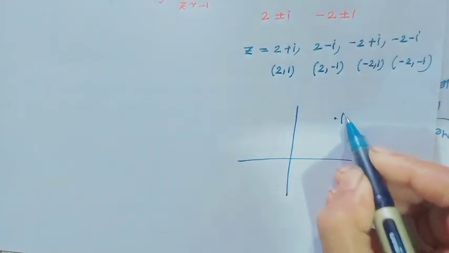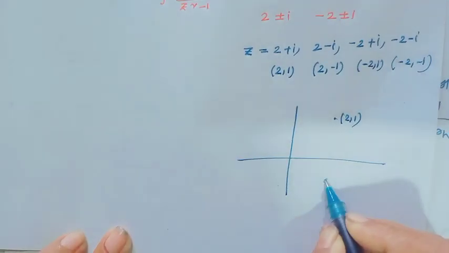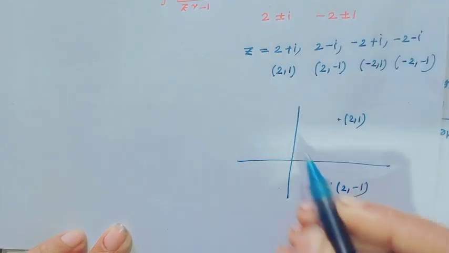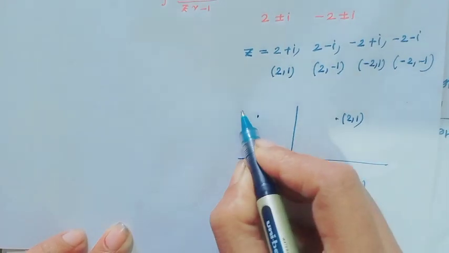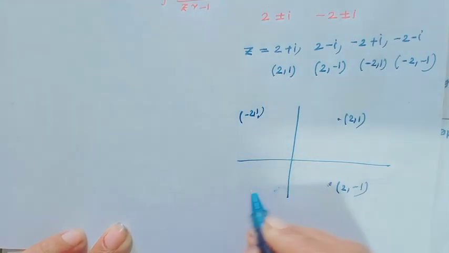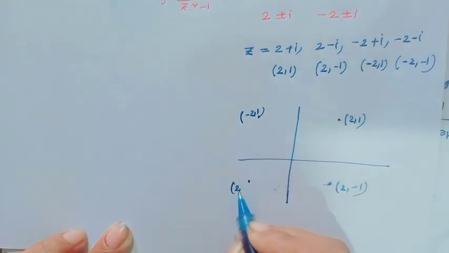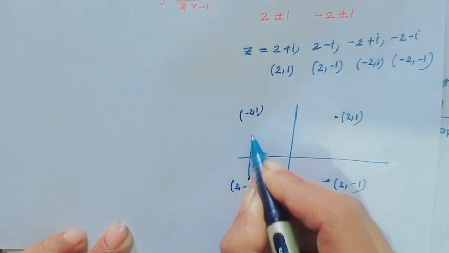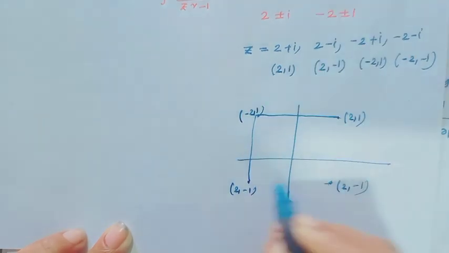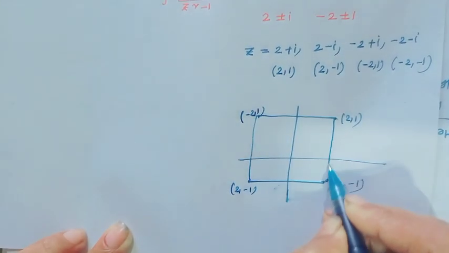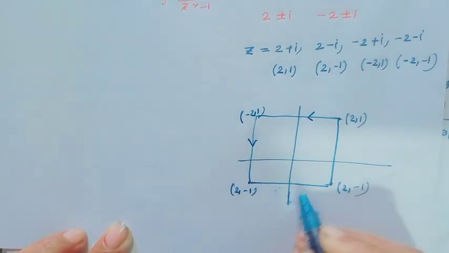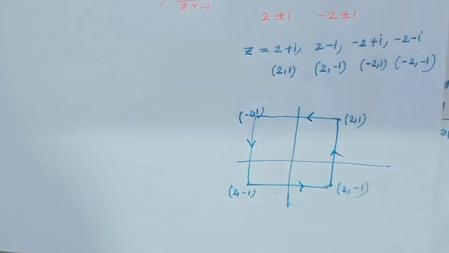This is the point 2 comma 1. This is the point 2 comma minus 1. This is the point minus 2 comma 1 and this is the point minus 2 comma minus 1, and this is the rectangular region. I hope all my viewers have understood this question easily. In this rectangular region we have to apply Cauchy's integral formula.